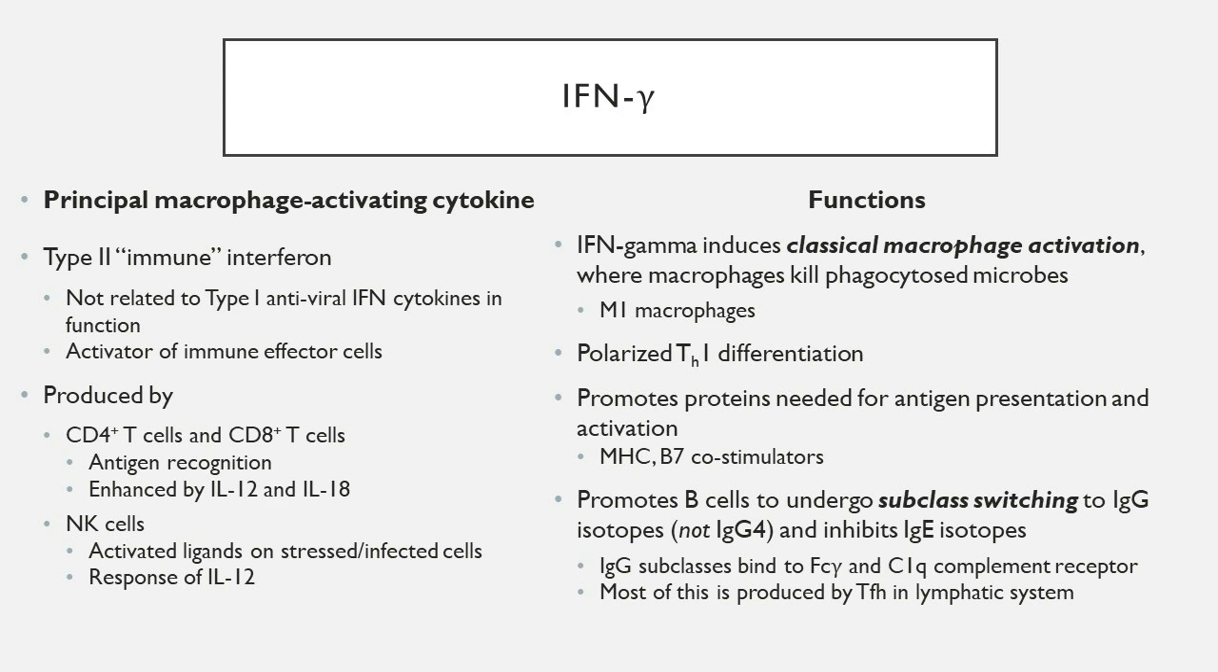It also promotes B cells to undergo subclass switching to the IgG subtypes, specifically not IgG4 though, so IgG1, 2, and 3, and also inhibits the IgE subtypes. The reason why these are important is that the IgG subclasses bind to Fc gamma and the C1q complement receptors that promote phagocytosis. Now, specifically for this B cell function, the source of IFN gamma is actually the other subtype of CD4 plus cells I briefly mentioned in the beginning, the TFH cells that are in the lymphatic system. But it still goes to show how IFN gamma can help promote classical macrophage activation through B cells kind of indirectly, and then producing the right type of antibodies that are necessary for enhancing phagocytosis in macrophages.